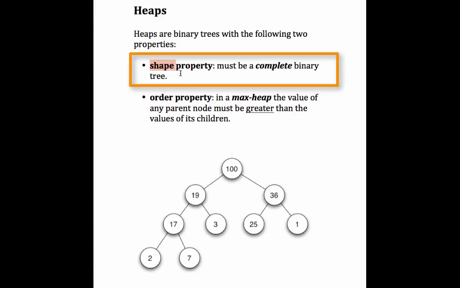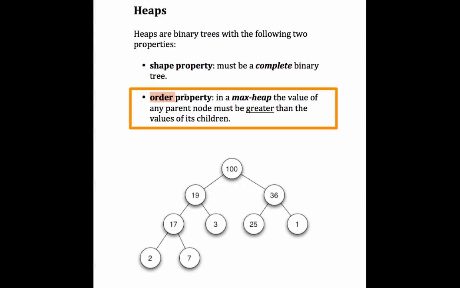The shape property has to do with the binary tree that we use to store the values, and in the case of a heap, it must be a complete binary tree. You will remember what the definition of complete is from our discussion in the video for binary trees. The order property has to do with the way we're going to store the values into the heap. And there are two possible orderings. One is called the max heap and one is called the min heap.